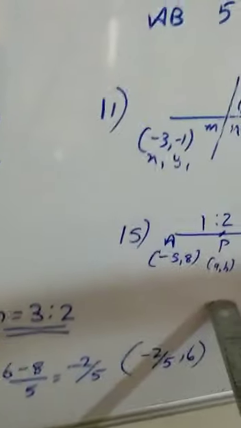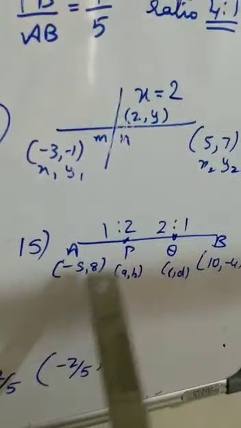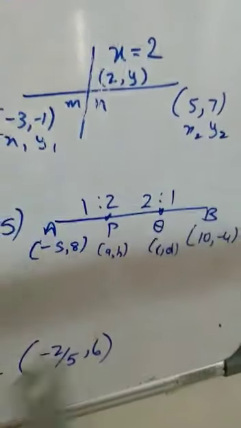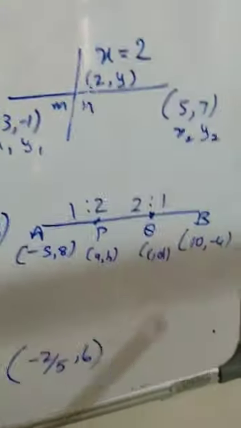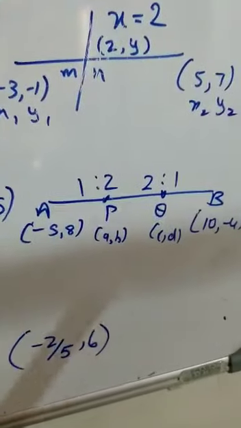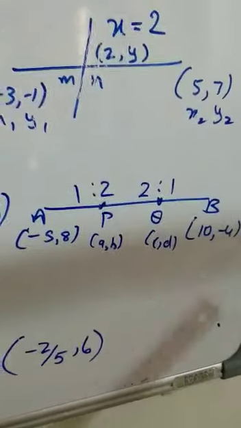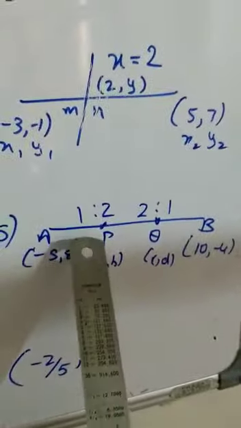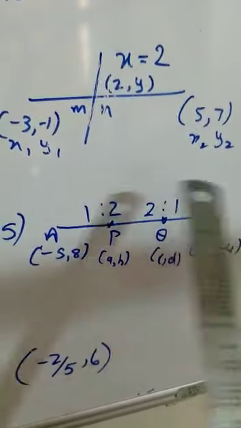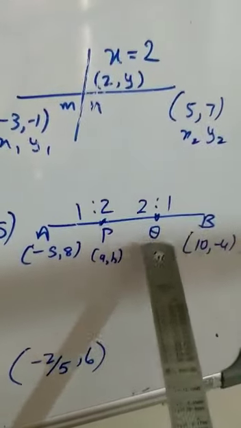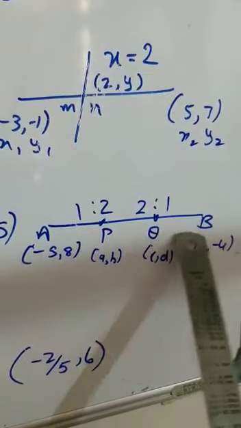The last sum I am explaining is the 15th sum, which says a line AB is trisected. That means it is cut into 3 equal parts. They are asking us to find the coordinates of P and Q. To find the coordinates, we need the ratio. They didn't give us the ratio, but they told us what we are supposed to do: cut the line into 3 equal parts. Trisected, tri, so 3 parts. This is 1 part, this is 2 parts, this is 3 parts. If I want to find P, my ratio will be 1:2. When I want Q, my ratio will be 2:1.